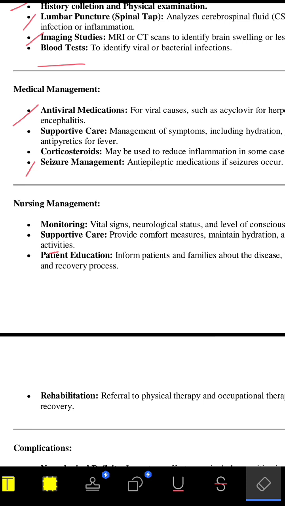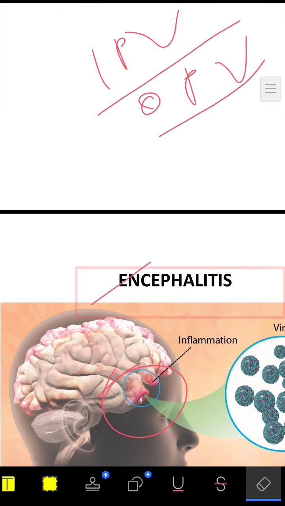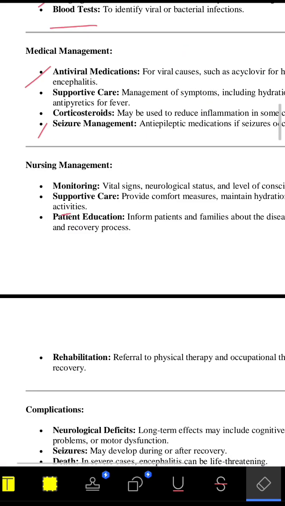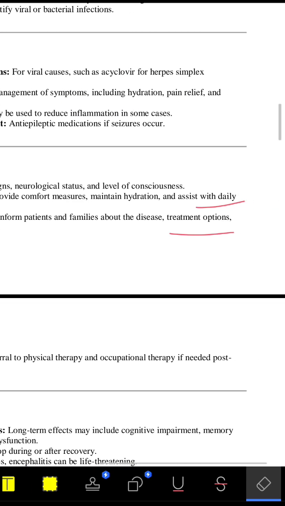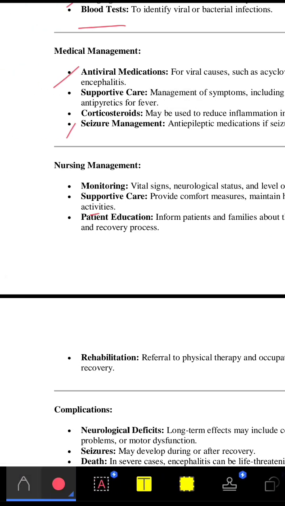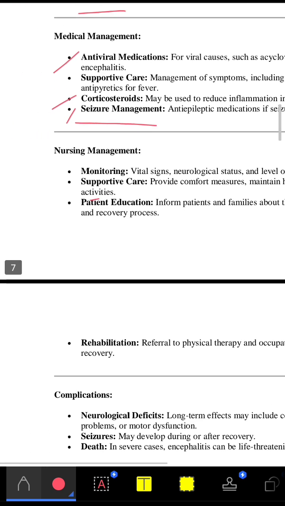And next is supportive care, management of symptoms including hydration, pain relief, and antibiotic medications. And next, corticosteroids may be used to reduce the inflammation. And next is seizure management with antiepileptic medications.